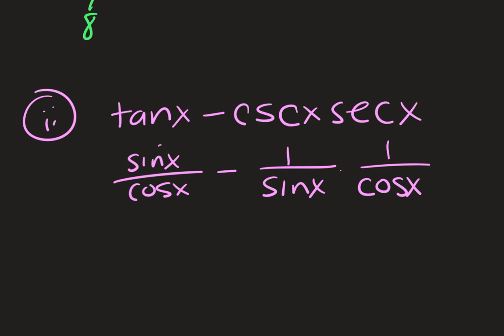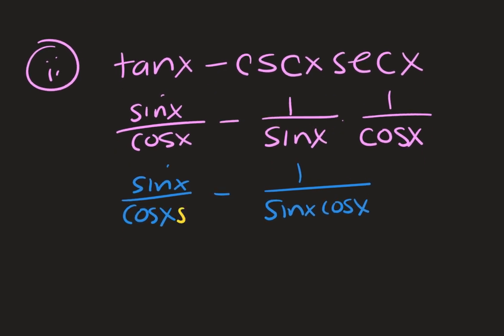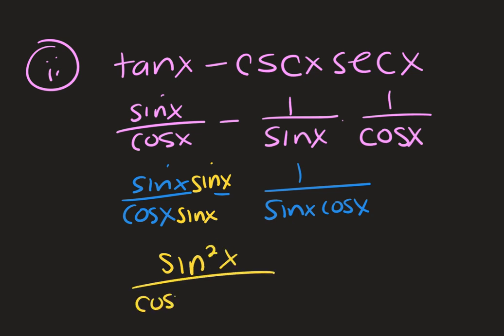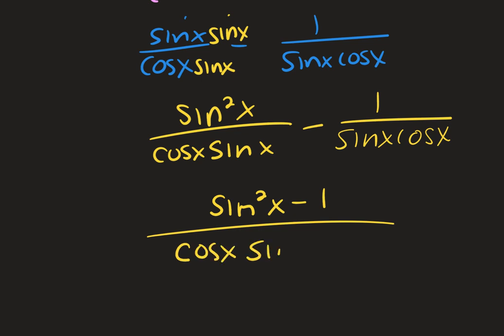The whole goal is to get it to 1, so I know I'm going to have to combine this into a 1 like denominator. So in order to get them together, I now have sine of x over cosine of x minus 1 over sine x cosine x. And the left one is missing the sine. So I'm going to multiply by sine in the top and the bottom. Sine squared x over cosine sine minus 1 over sine cosine. And then sine squared x minus 1 goes over cosine x, sine x.